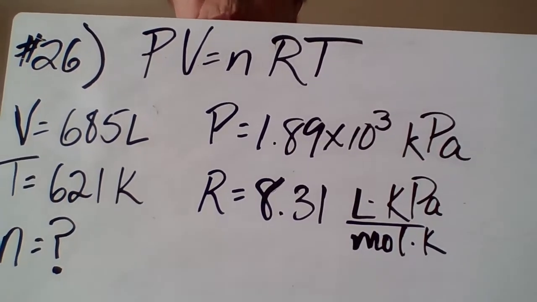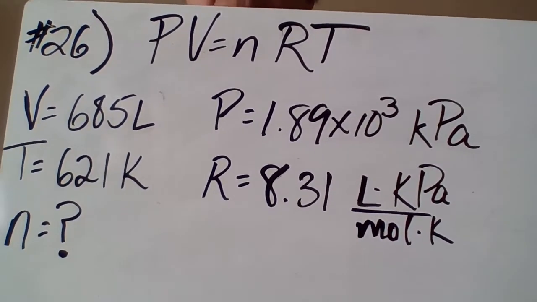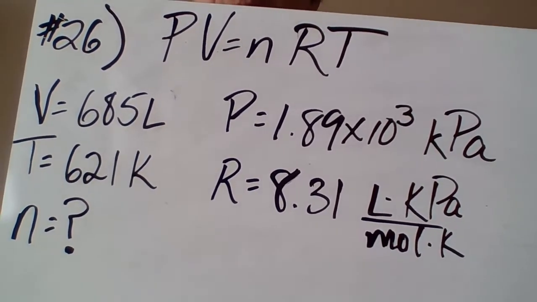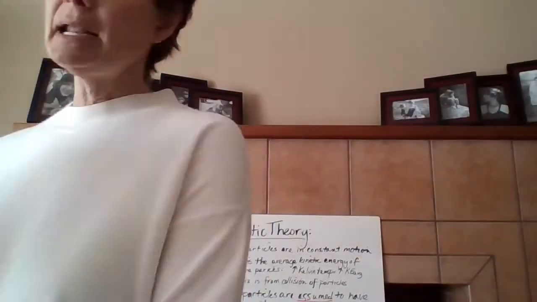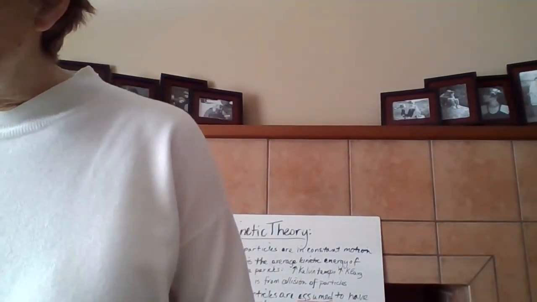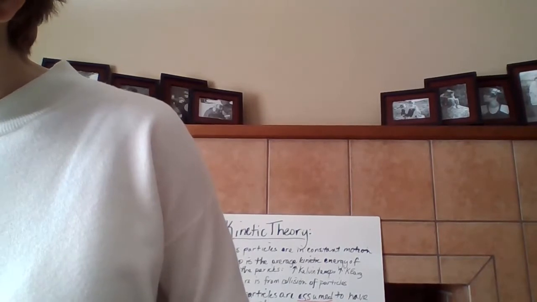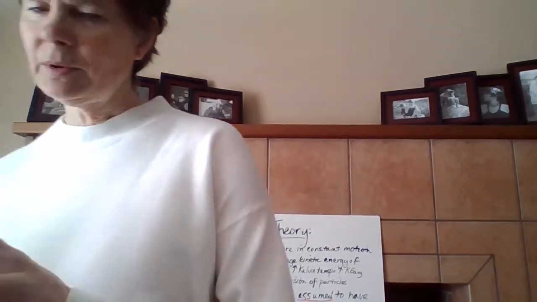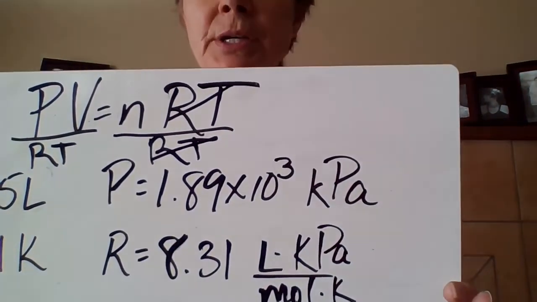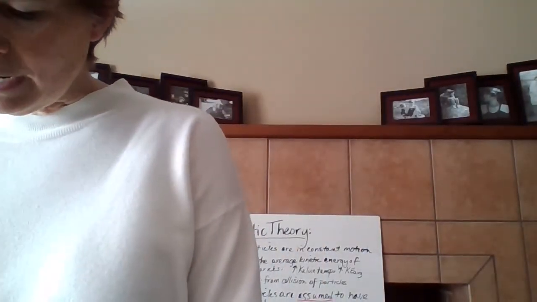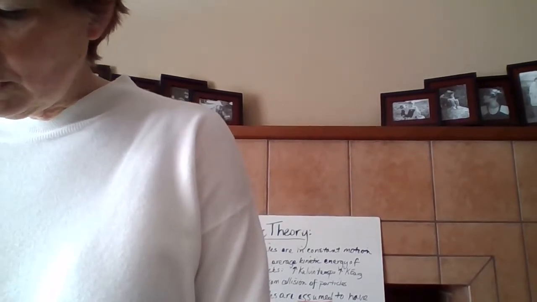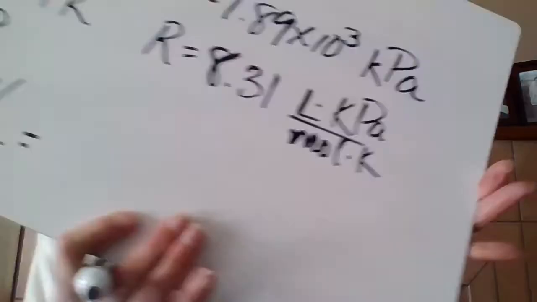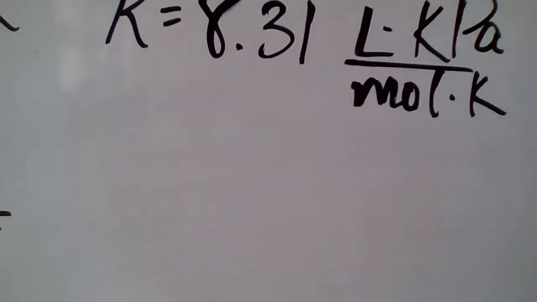The next thing we're going to do is rearrange our PV equals nRT in order to solve for N. You can see that in this top equation, we need to divide both sides by RT and get N equals PV divided by RT. I did that in the top equation, and I'll put at the bottom that N equals PV divided by RT. So I rearranged my equation there.